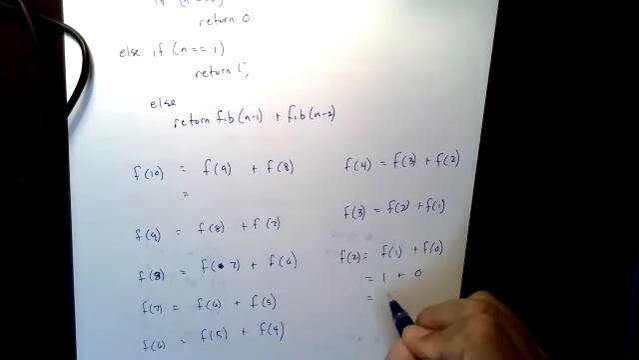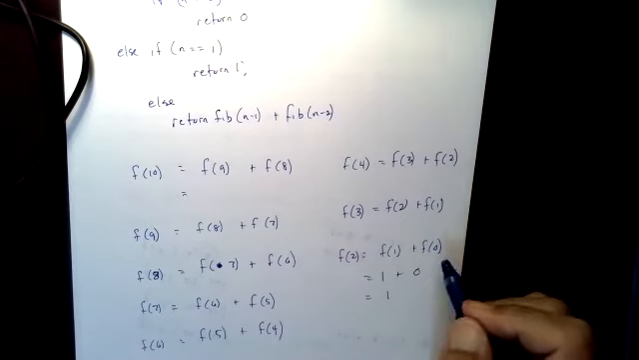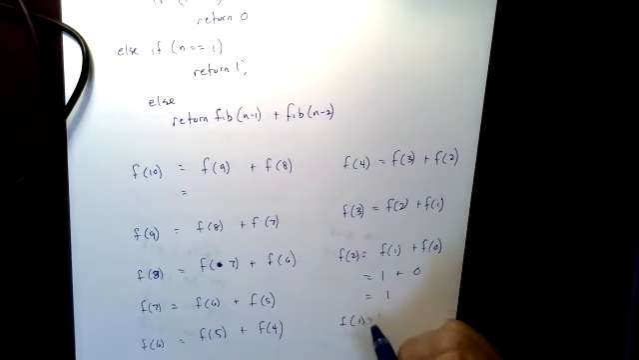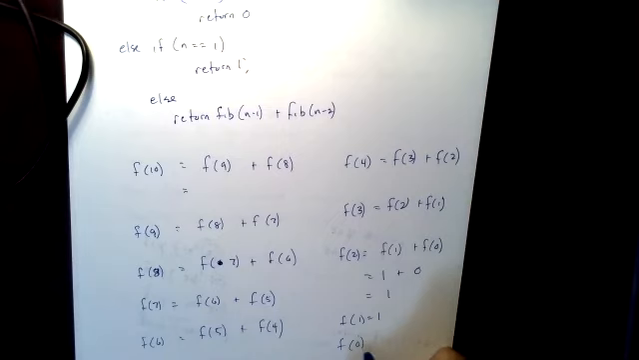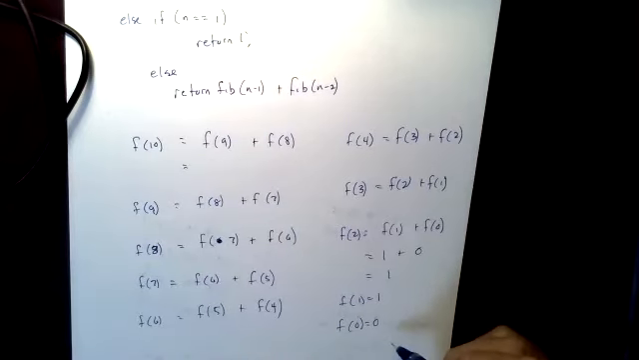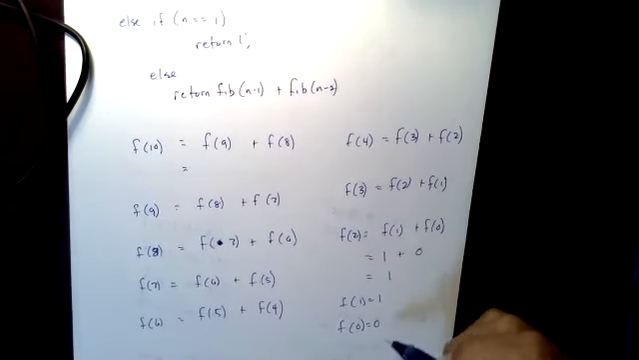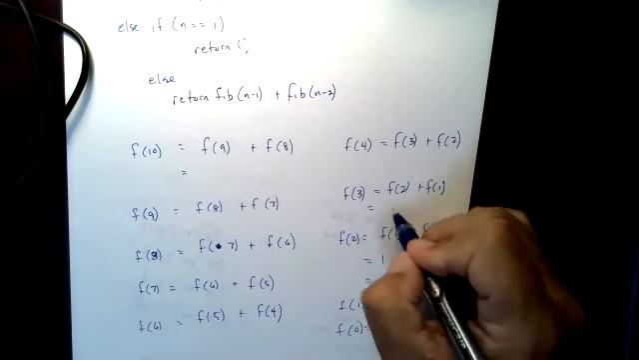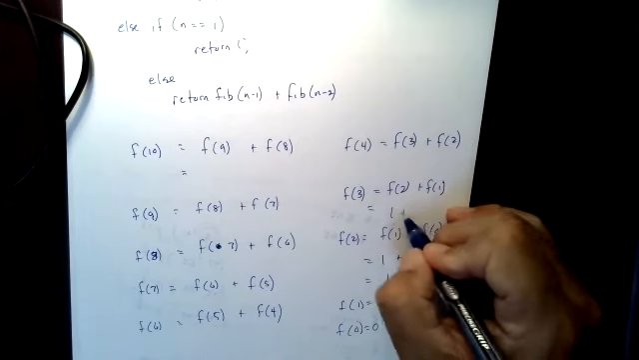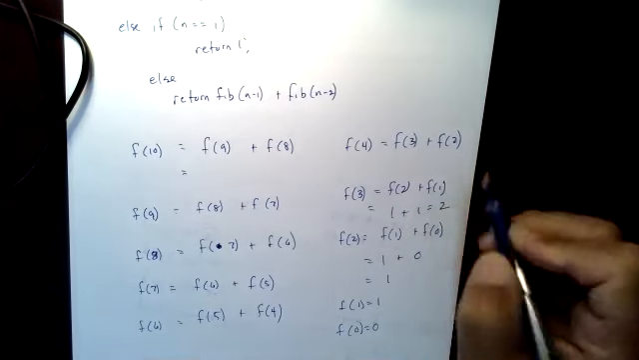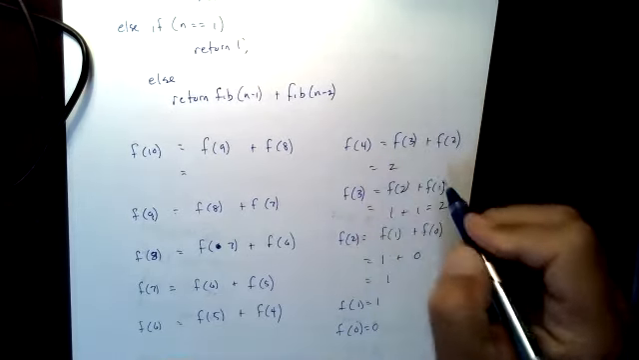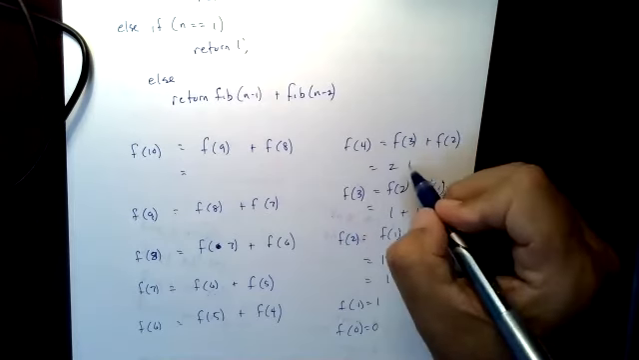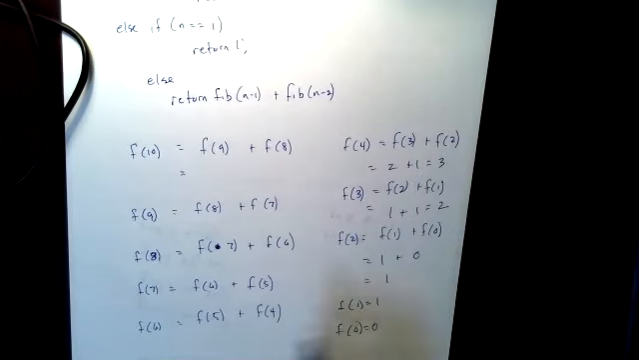Okay, so I know F of 2 equals 1. F of 1, we said, equaled 1. F of 0 equals 0. So if I'm displaying these like they are, we're going backwards. Now I know F of 2 is 1, and F of 1 was 1, so F of 3 becomes 2. F of 3 is 2, F of 2 was 1, that's 3.